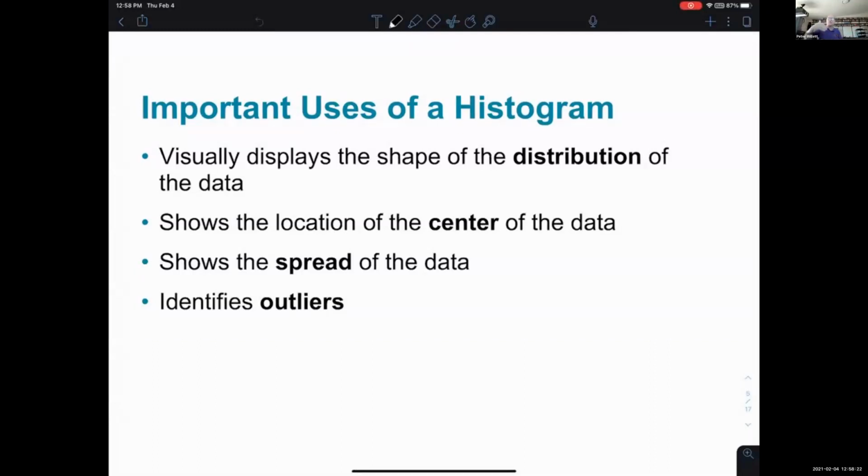You can see that with the graph in a visual way, so that's very, very helpful. Shows the location of the center of the data. So if you look at your horizontal axis and the range of values are all covered there, then the center of the data will be sort of easier to see in that scale. Shows the spread of the data, like how much of the data is high versus low or in the middle, and helps us identify something called outliers.